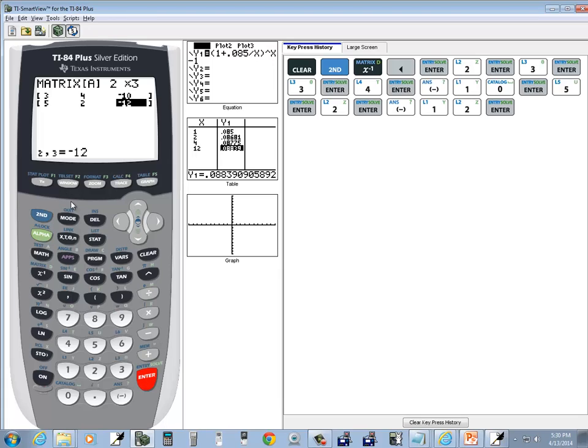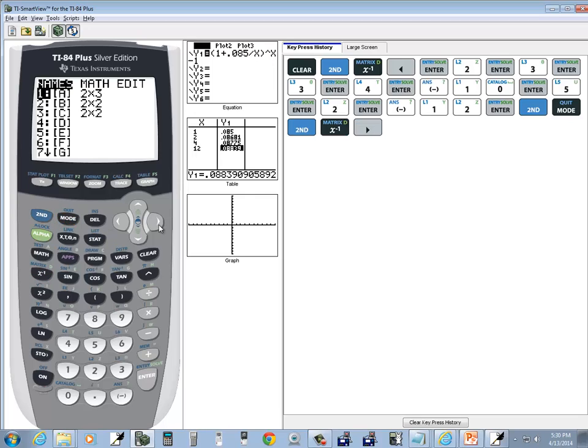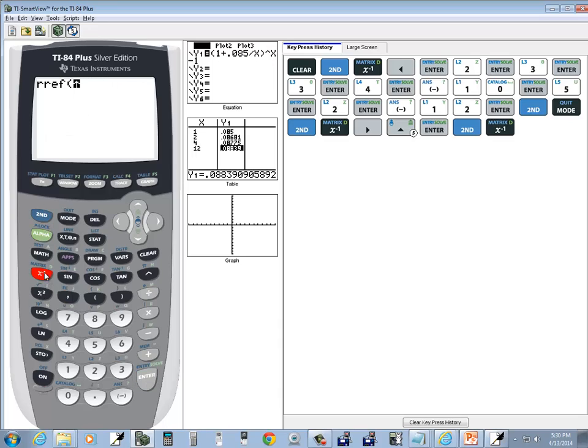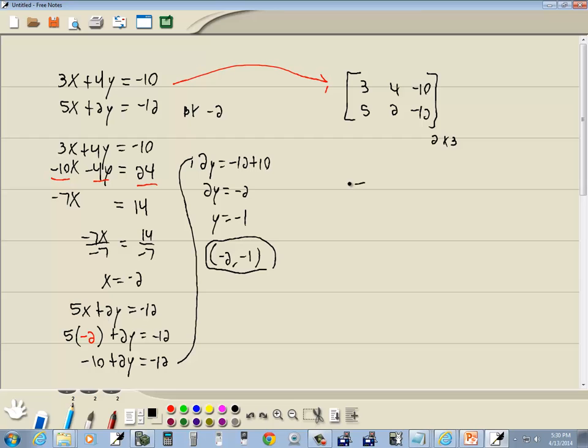Now I want to exit out, so I do second mode. Go back in my matrix menu, second x negative 1, right arrow to math, up arrow to RREF. Press enter on it. Go back in my matrix menu, second x negative 1, enter on A, enter again. And we get negative 2, negative 1.